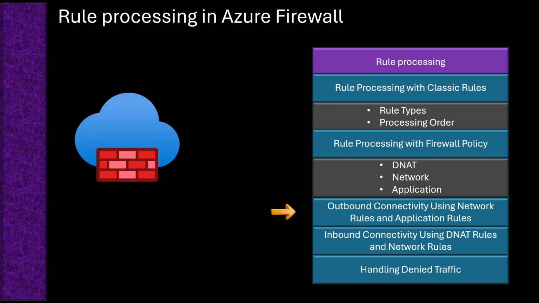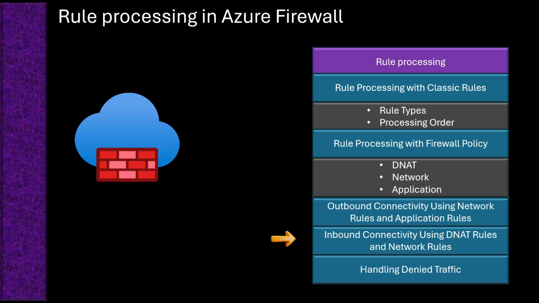Let's discuss outbound connectivity using network rules and application rules. Network rules are processed first in priority order, followed by application rules. This ensures that basic network level filtering happens before more specific application level filtering. Network rules terminate the processing once a match is found, meaning no other rules are checked if a network rule matches. If there is no match in the network rules and the traffic is HTTP, HTTPS, or MS SQL, then application rules are checked. For HTTP traffic, Azure Firewall matches based on the host header, and for HTTPS traffic, it matches based on the server name indication.